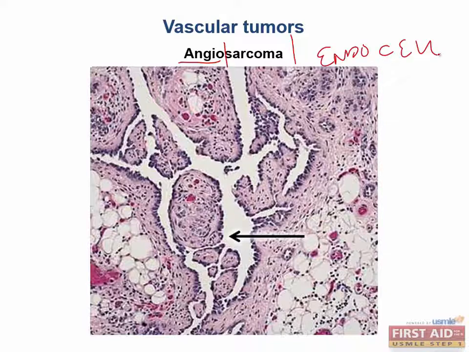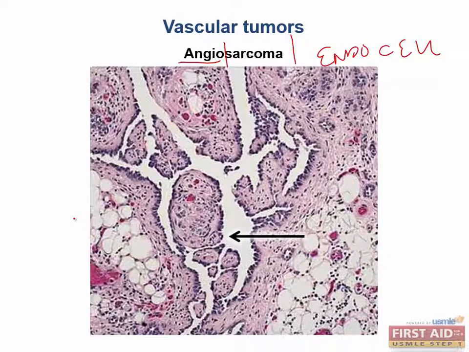So look at the image here. Instead of being lined with normal endothelial cells, these spaces that should be vessel lumens are lined with these very blue malignant looking cells. They're all stacked together and they're very basophilic, or blue, because they have very prominent nucleoli because they're replicating so much, just like tumors do.